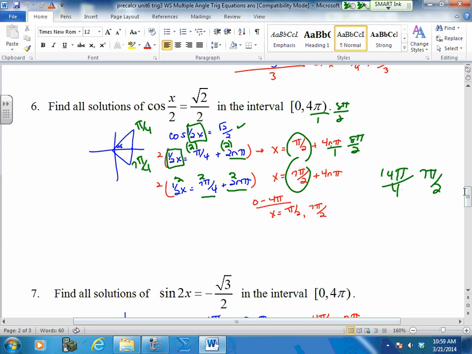It has the same concept, guys. You're just getting less angles instead of more. Instead of twice as many, you're getting half as many. But the process is exactly the same.